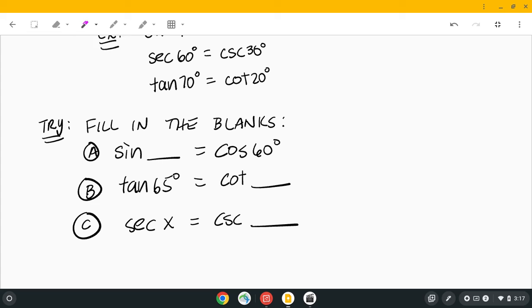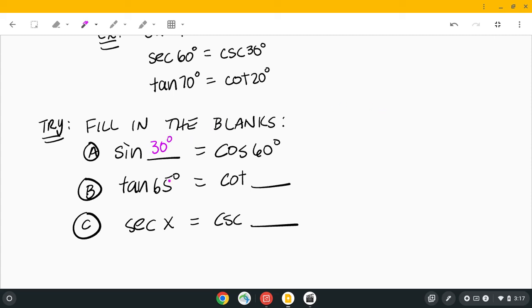Okay, so let's go ahead and fill in these blanks. So first of all, clearly these are cofunctions, sine and cosine, tangent and cotangent, secant and cosecant. So all we need to do here is find the complements of these. So if I have 60 here, then I would need 30 over here. Okay?